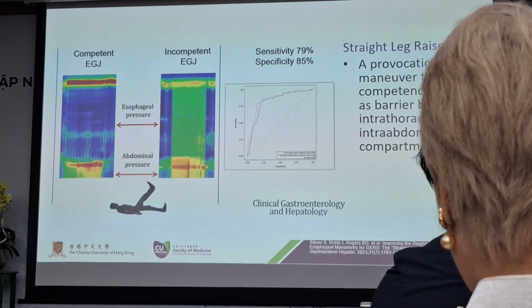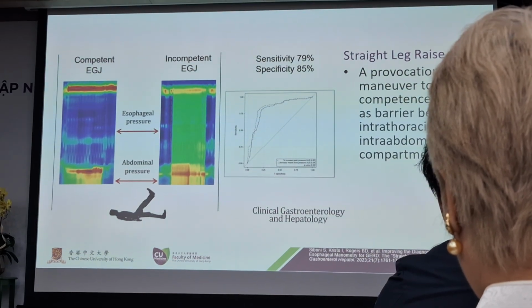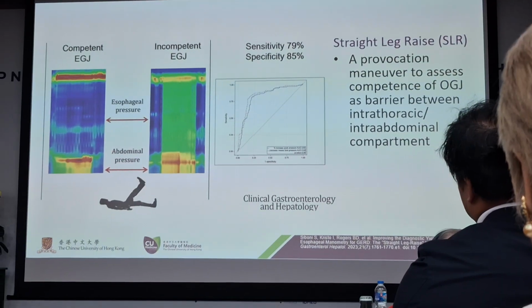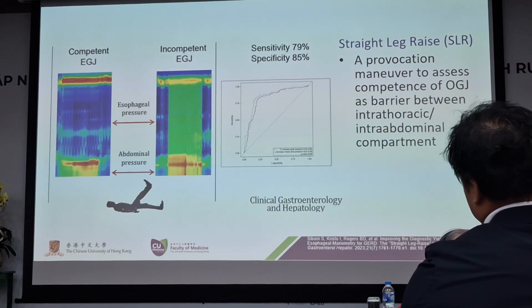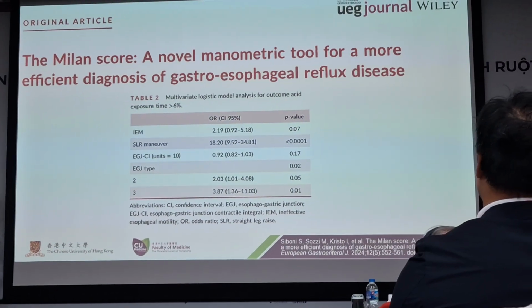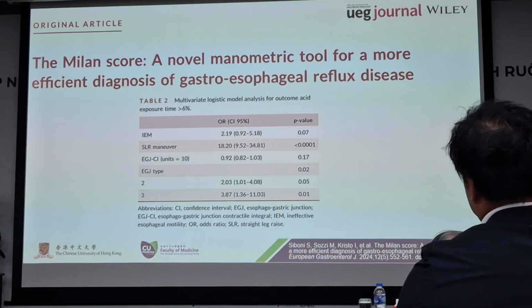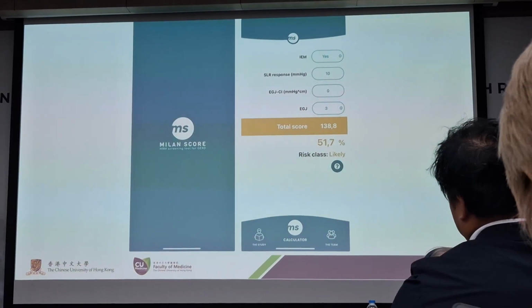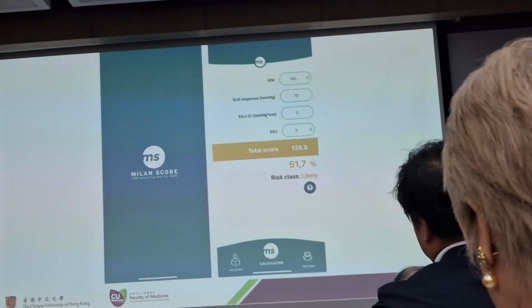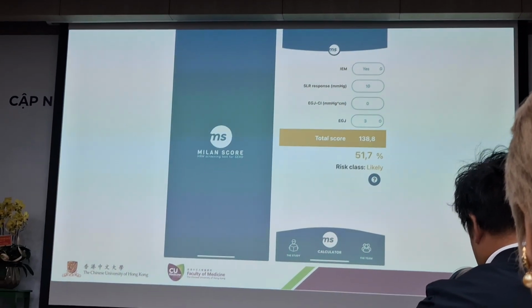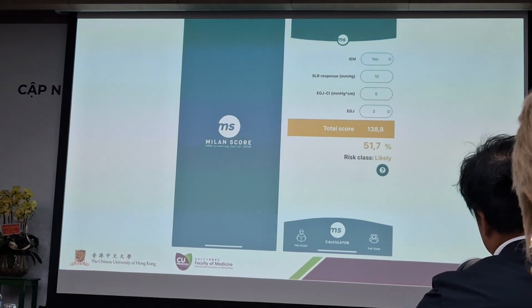And manometry also is useful because now there are some additional metrics that are helpful in predicting the likelihood of GERD. For example, something called the straight leg raising maneuver, shown to be very useful in terms of predicting the likelihood of GERD. And now we have this Milan score. This is actually an app you can download freely on your phone. I have it on my phone as well. There are some metrics that you can get through manometry alone, and they can give a composite score of the likelihood of development of GERD.